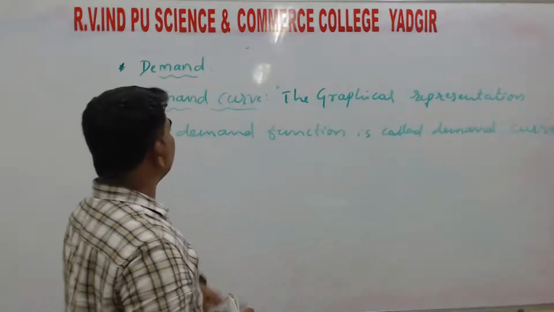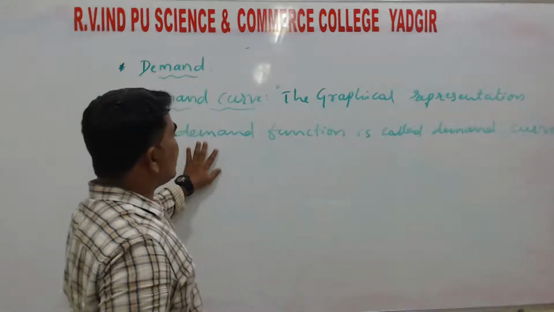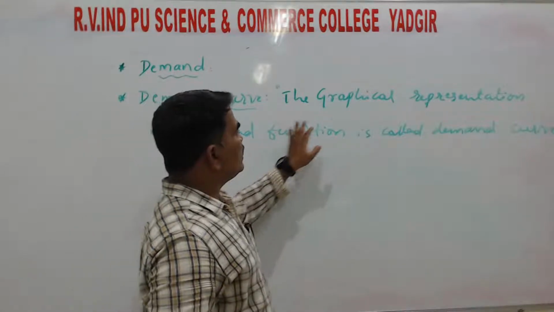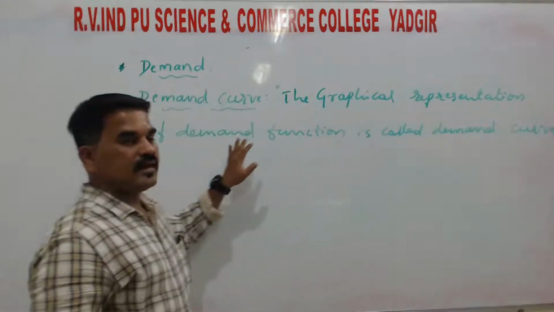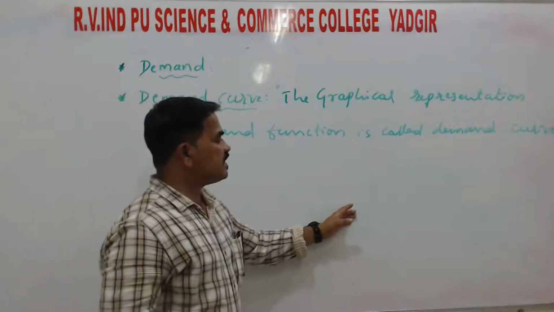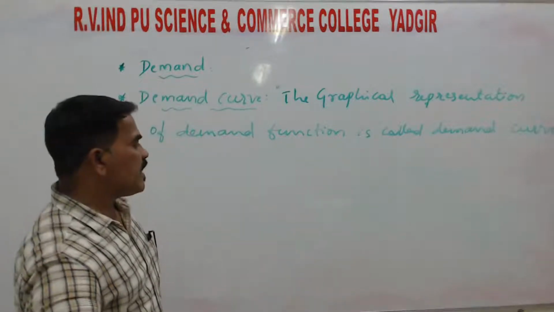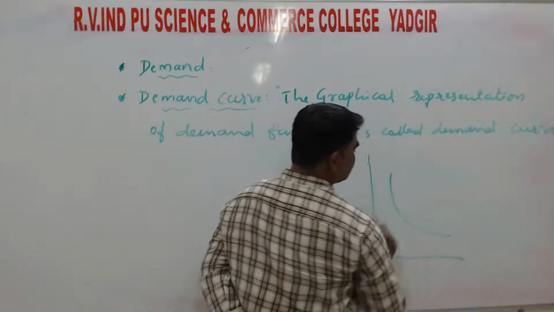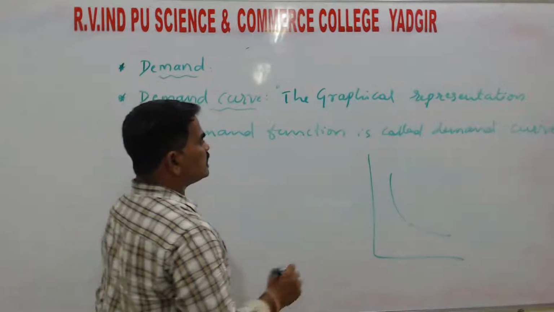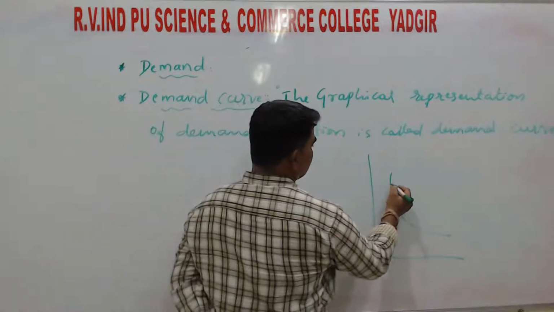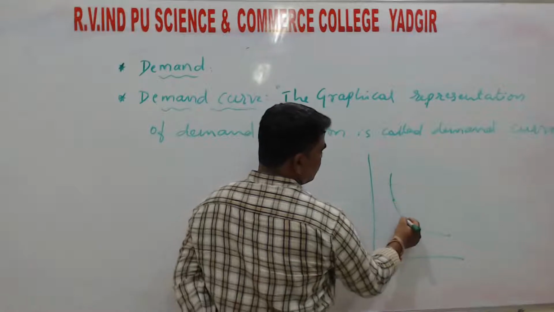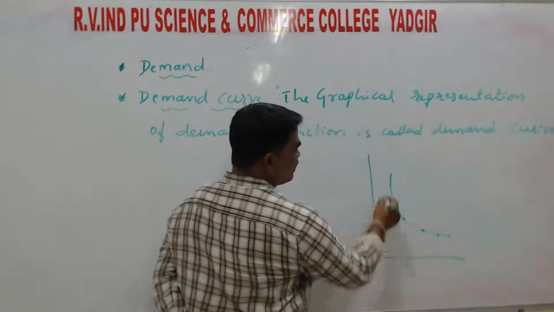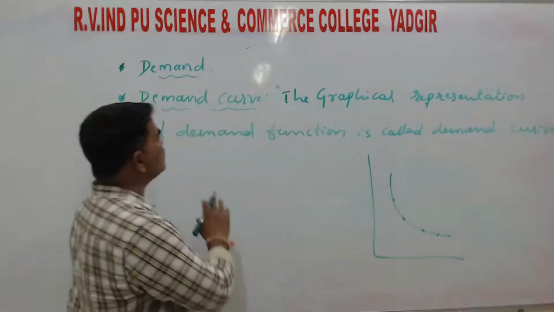So what do you mean by demand curve? We know demand. If this demand function we represent graphically, then the graphical representation we call it as demand curve. Suppose this is demand curve. If the demand function, if we represent in graphical way, the curve what we get, we call it as demand curve.